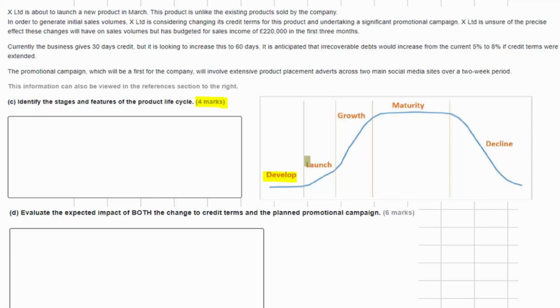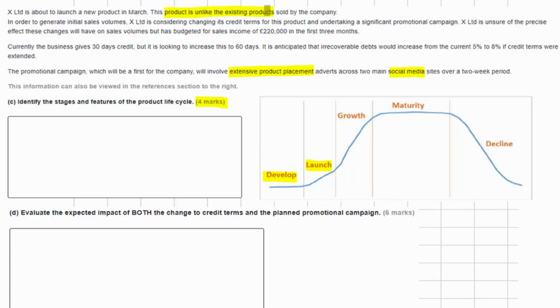After development, we will launch the product. So this is where we're going to need to use our extensive product placement and our social media to try and tell everybody that we have this new product. So we're not going to have very many sales to begin with because our product will still be relatively unknown. And remember, in this question, it tells us that the product is unlike the existing product, so it's very new to our existing customers as well. So we need to spend a lot of money to get some share of people's mind here and to just be aware of the product.